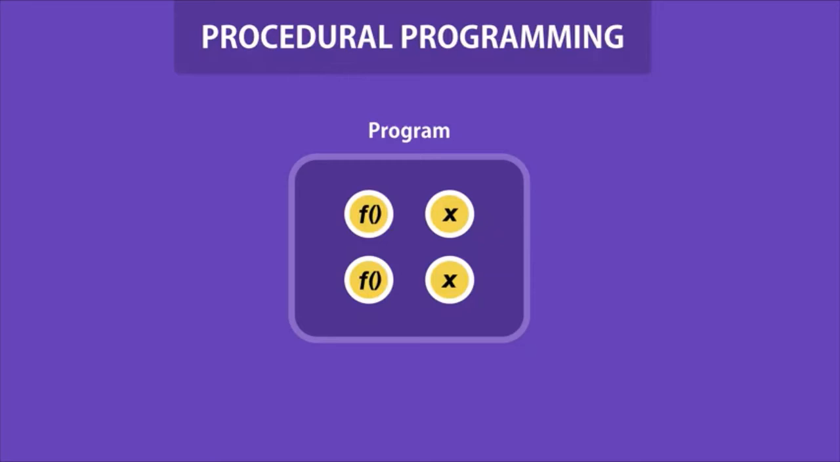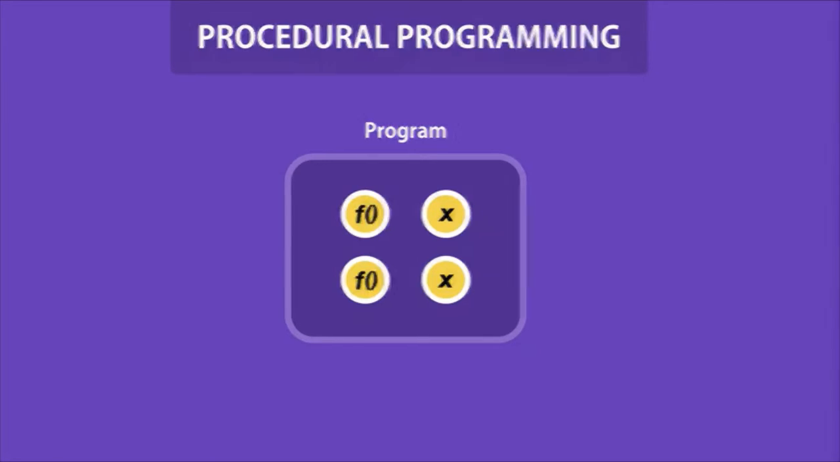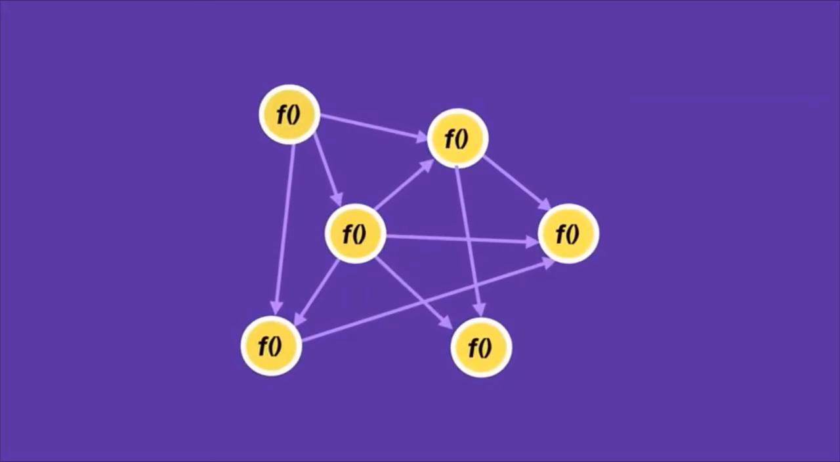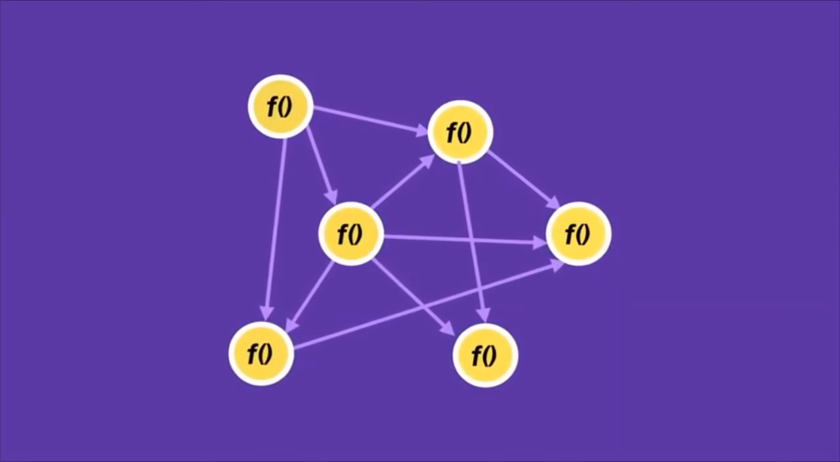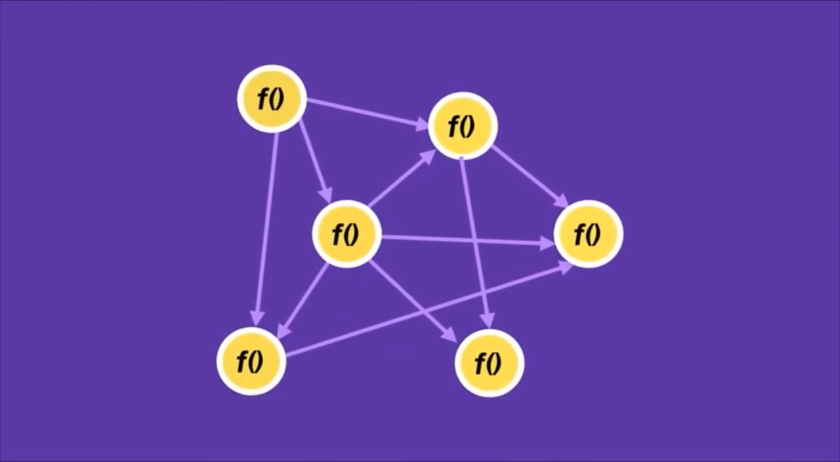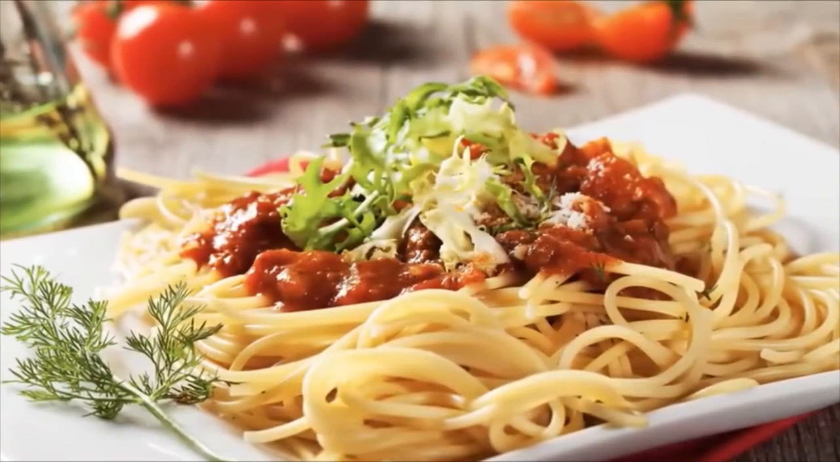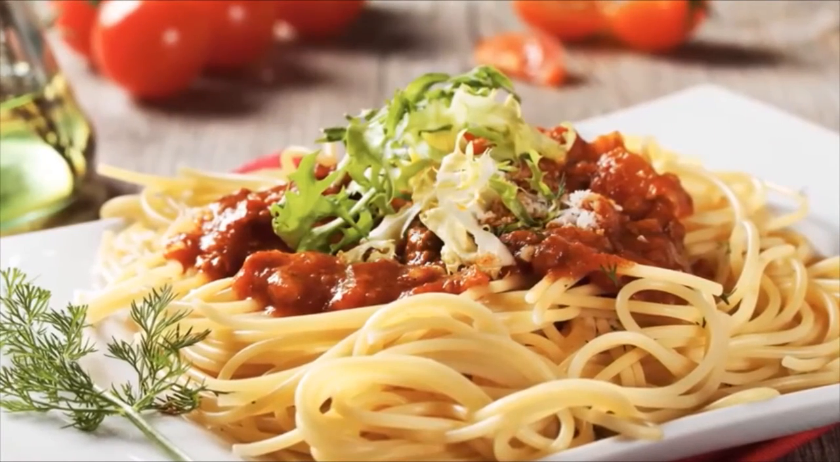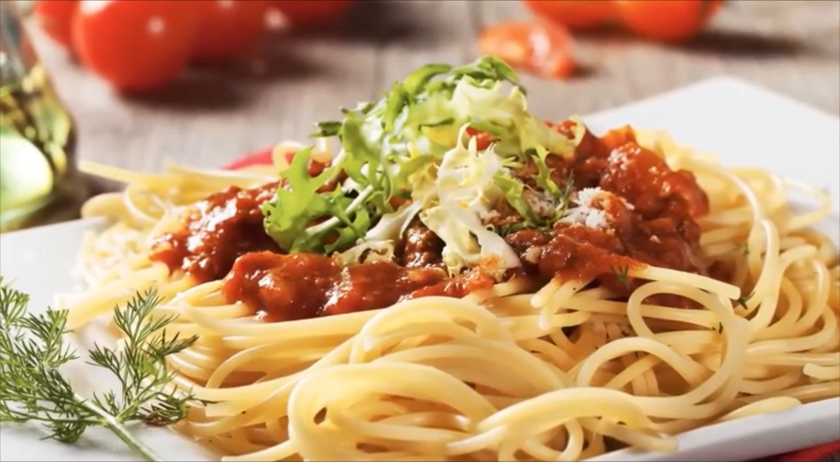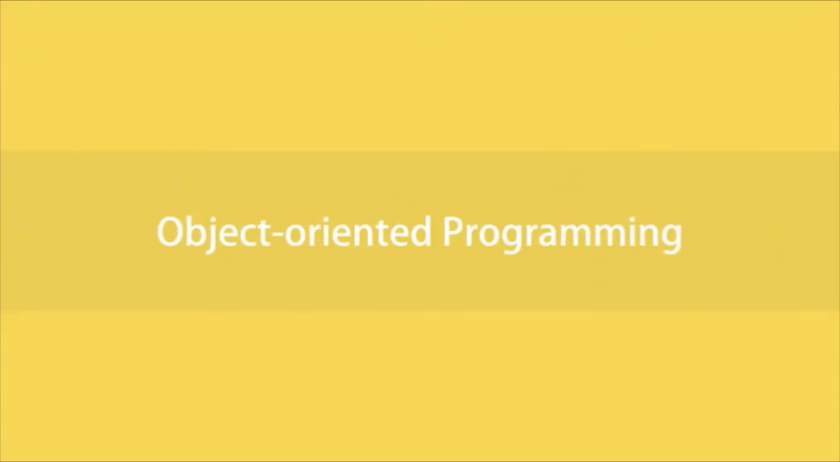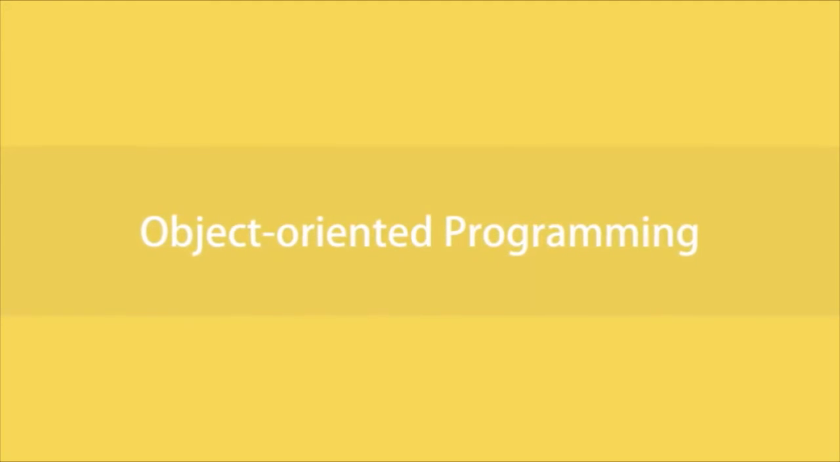But as your programs grow, you will end up with a bunch of functions that are all over the place. You might find yourself copying and pasting lines of code over and over. You make a change to one function and then several other functions break. That's what we call spaghetti code. There is so much interdependency between all these functions, it becomes problematic. Object-oriented programming came to solve this problem.